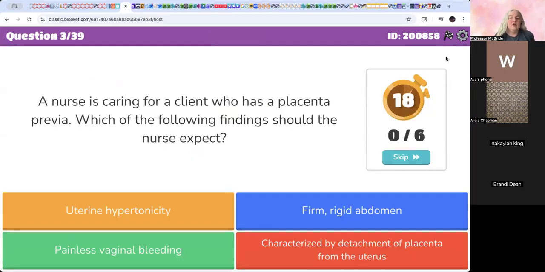The nurse is caring for a client who has a placenta previa. Which of the following findings should the nurse expect?